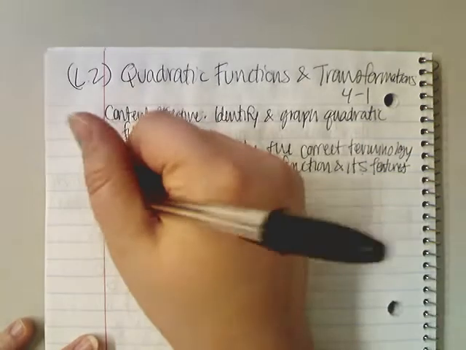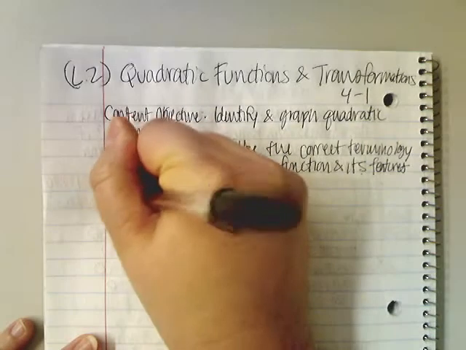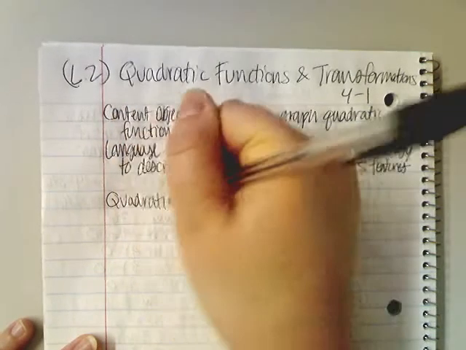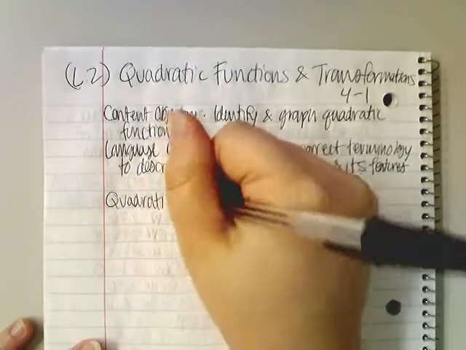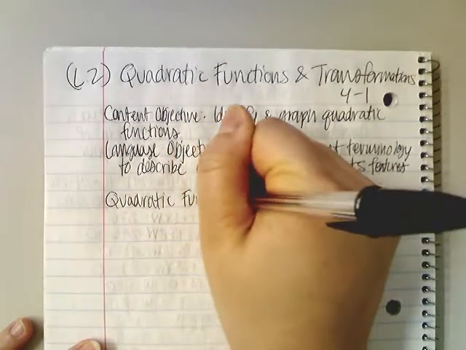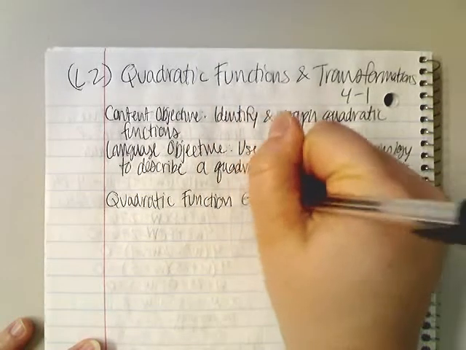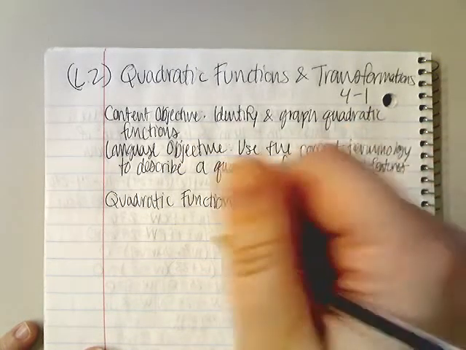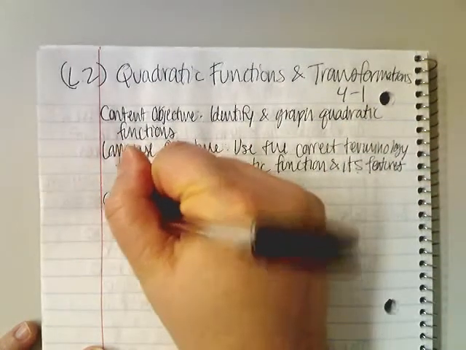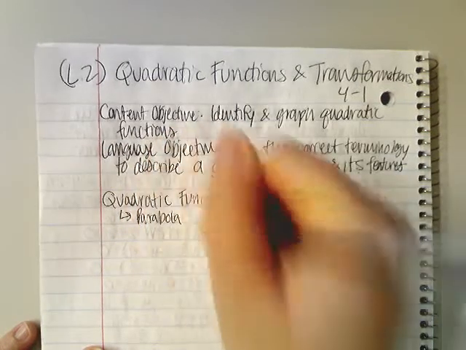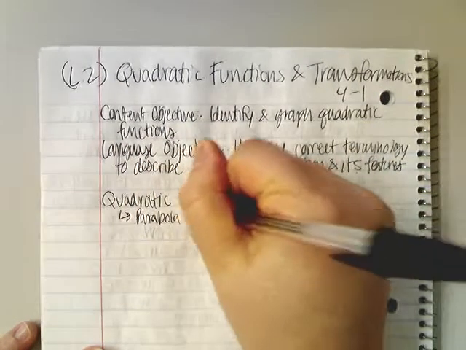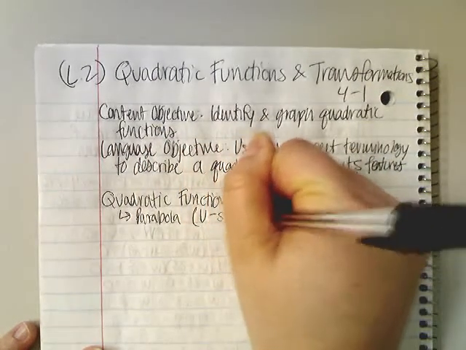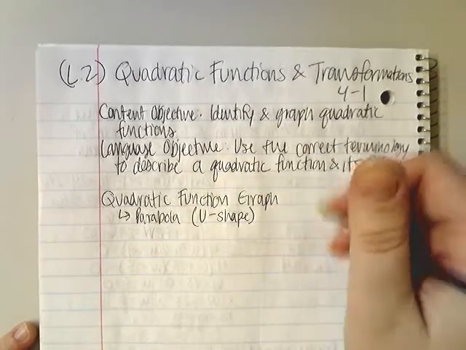So I want to start by talking about what a quadratic graph actually looks like. We spent a lot of time working with their equations with factoring, but now I want to talk about what their graph looks like, because it's going to tie into what we're doing today. So the quadratic function graph is a parabola. That's the shape of the graph. It is a U shape. So a parabola is a U shape.